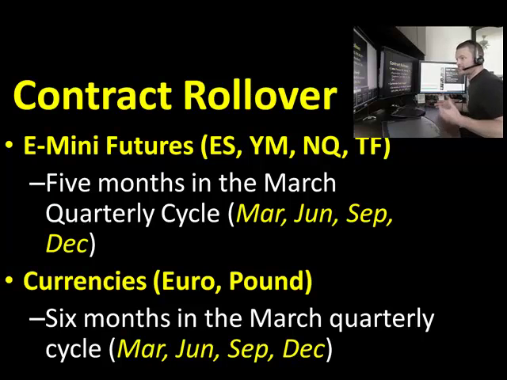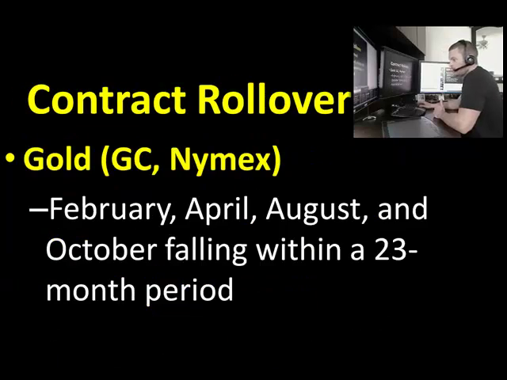Okay, they're in a 6-month cycle compared to a 5-month cycle. But again, what we need to focus on is March, June, September, December. Right? That's when your currencies and your E-minis will be rolling forward. Now remember, I told you guys before, gold and crude will be a little bit different.